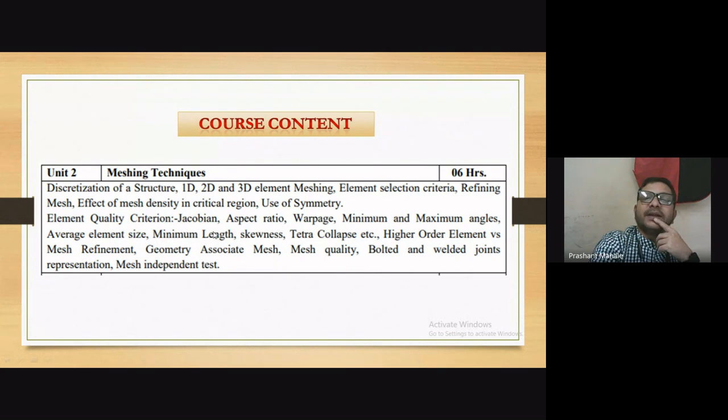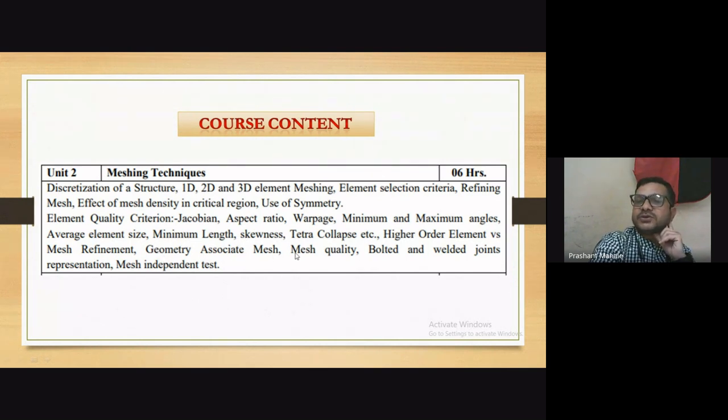So element quality criteria: Jacobian, aspect ratio, warpage, minimum and maximum angles, average element size, minimum length, skewness, tetra collapse, etc. These are the terminology used in element quality, and there are some relations and definitions of that also. Then higher order element versus mesh refinement. Higher order element, we will see here in detail. You must know that, but again we are going to see that in detail.